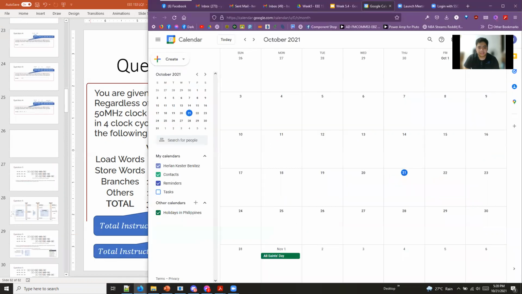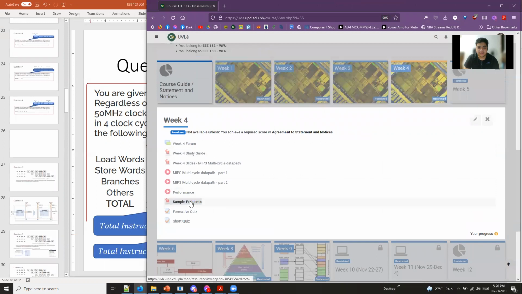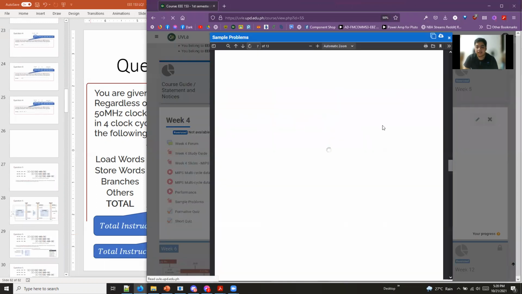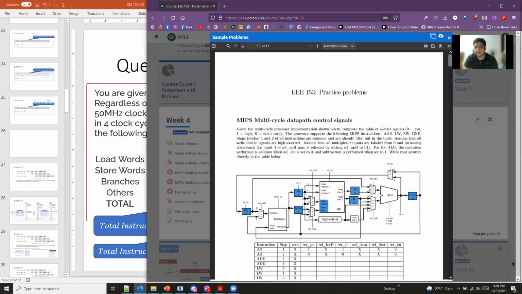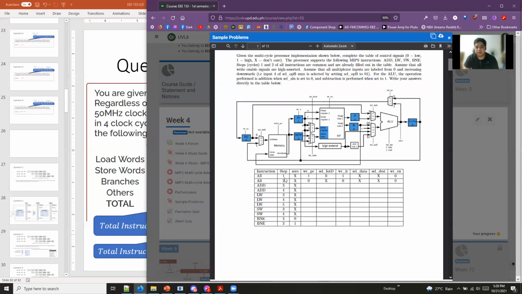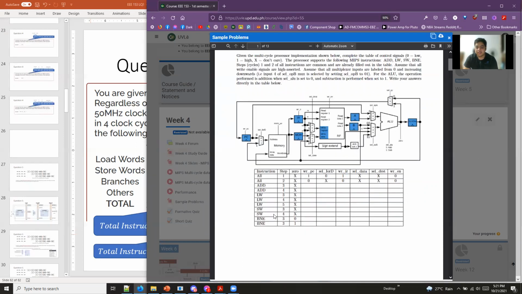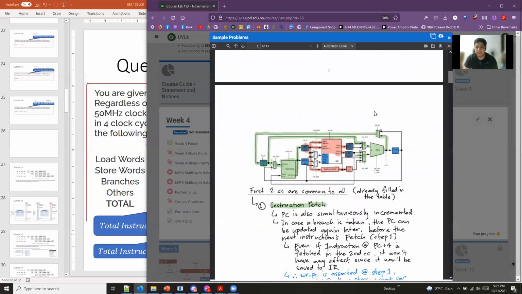Then, gusto ko lang din i-share na sa UVLE, sa week 4, meron mga sample problems na provided. And this is, I would say, very, very helpful. Sana you can take the time to go over it. So, since medyo wala nang time, hindi ko na siya ma-cover. Pero ito yung mga common na questions din, is kung ano yung mga control signals per cycle, and so for a multi-cycle, ano yung mga control signals per operation per cycle.